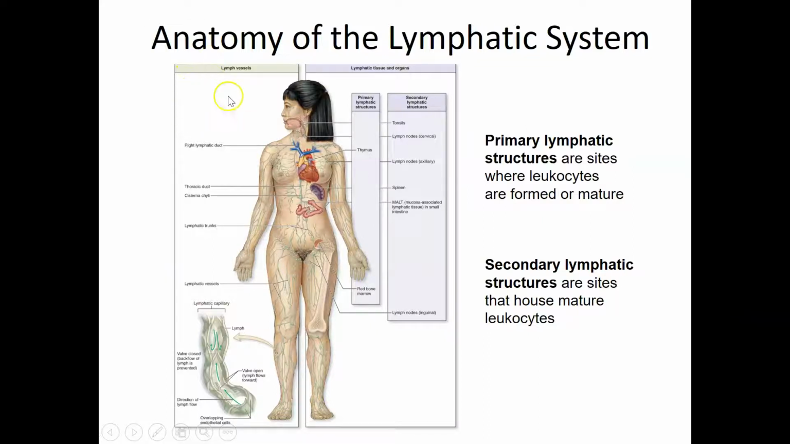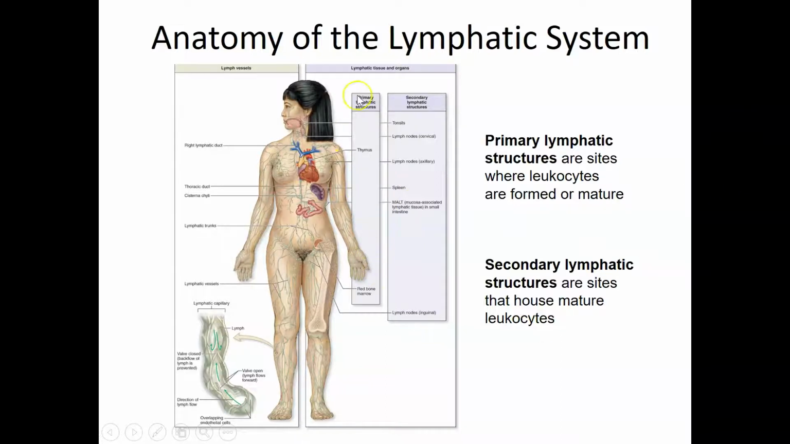All right, so this slide breaks down the anatomy, and on the left are the lymphatic vessels. I'm going to ignore that for now. I'll take that up in more detail later in this video and also in the second video. On the right are the lymphatic tissues and organs. So these are the structures that are either making immune cells, maturing those cells, or they're sites of residence of immune cells for surveillance and defense. You can break them down into two main types: primary lymphatic structures and secondary lymphatic structures. The primary structures are sites of formation or maturation of the leukocytes.